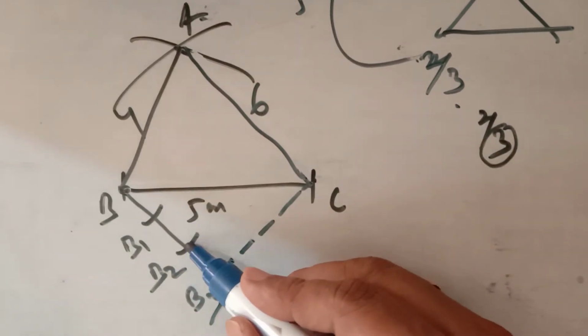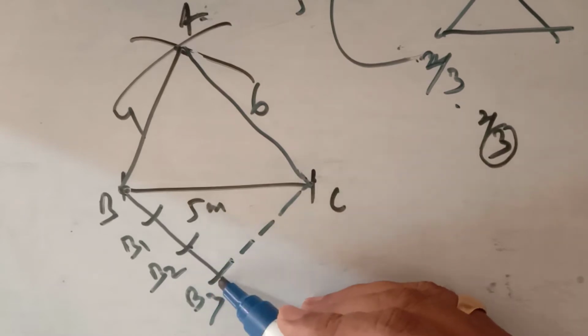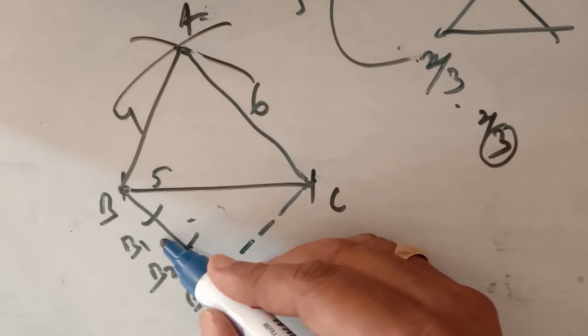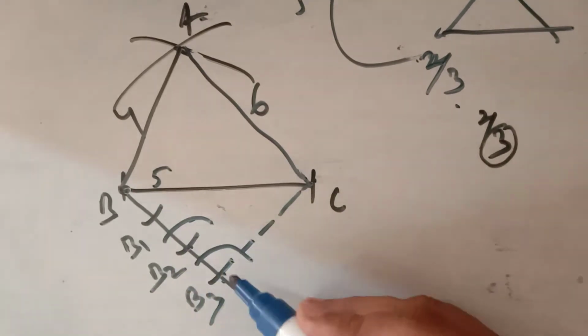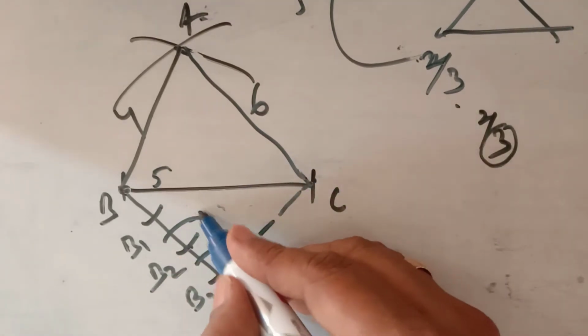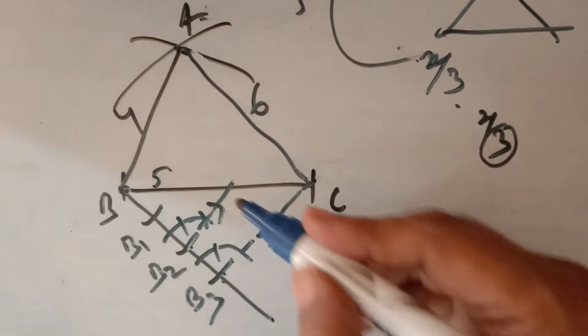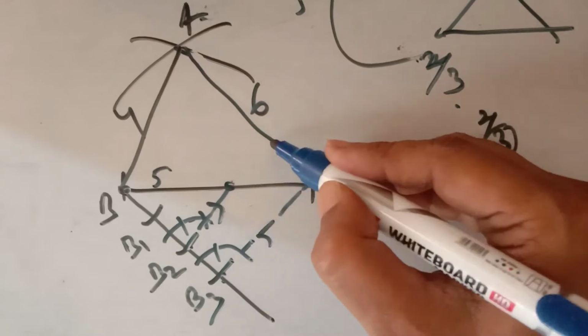So we have to draw a line at B2 which is parallel to B3C. So how can you draw a line parallel to this? You draw the same angles, measure this angle and mark it. You'll get a line parallel to this. Make these two angles equal. Here you draw a line parallel to this.